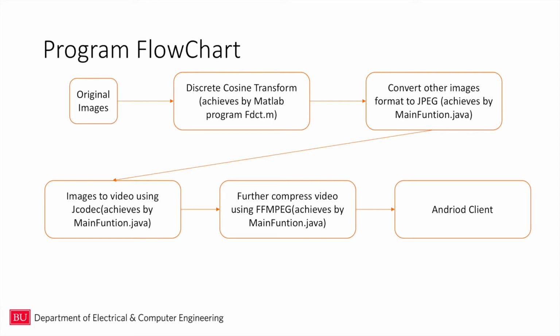And then we convert this image to a video using an external library called JCodec. Then we further compress this MP4 video into a smaller size video using FFmpeg library. Then we can use this video and view it on an Android client.